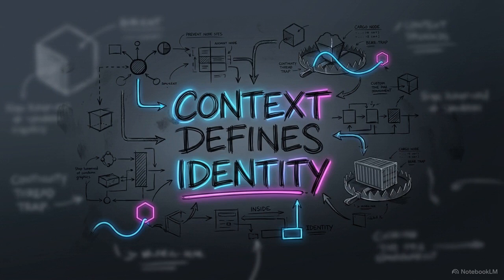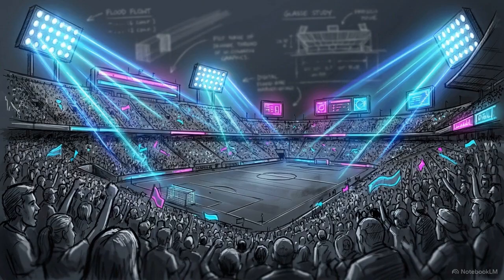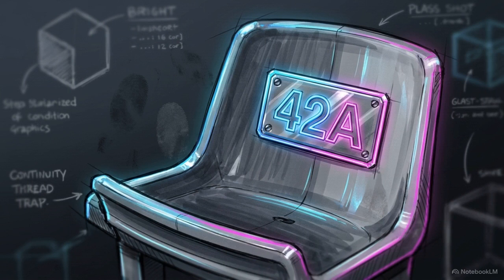Identity is an architectural choice. It is entirely dependent on the specific bounded context you are working in. Consider a ticketing system. When a fan is booking a ticket, seat 42A must be modeled as an entity. Its identity is critical to prevent double booking.